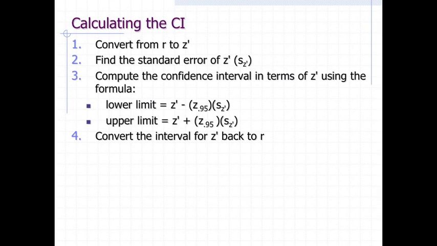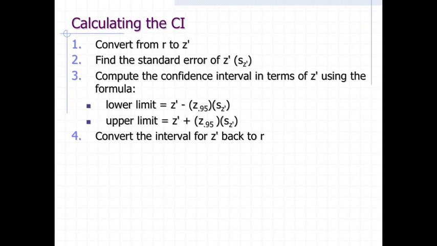The calculation of the confidence interval involves the following steps. First, convert from R to Z prime. Second, find the standard error of Z prime. We write this as S sub Z prime. Third, compute the confidence interval in terms of Z prime using the formula shown.